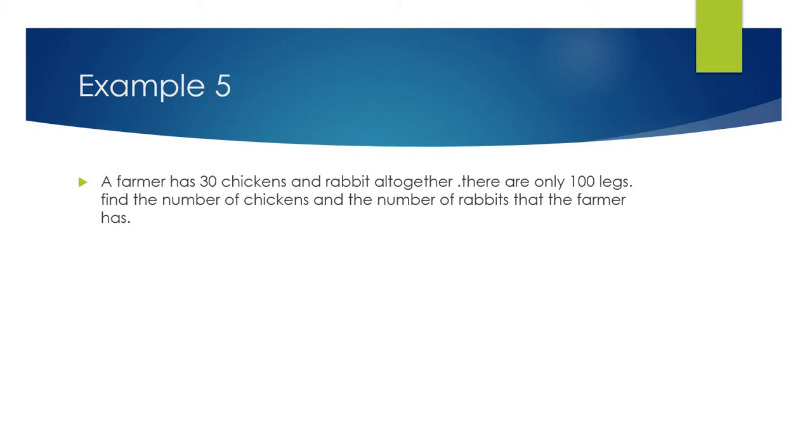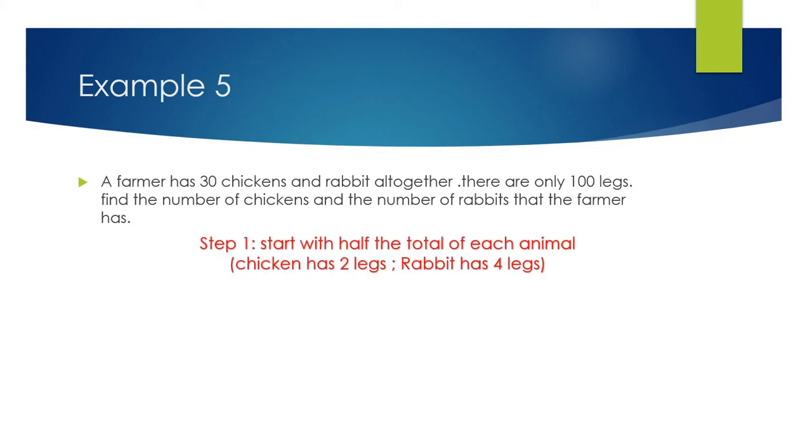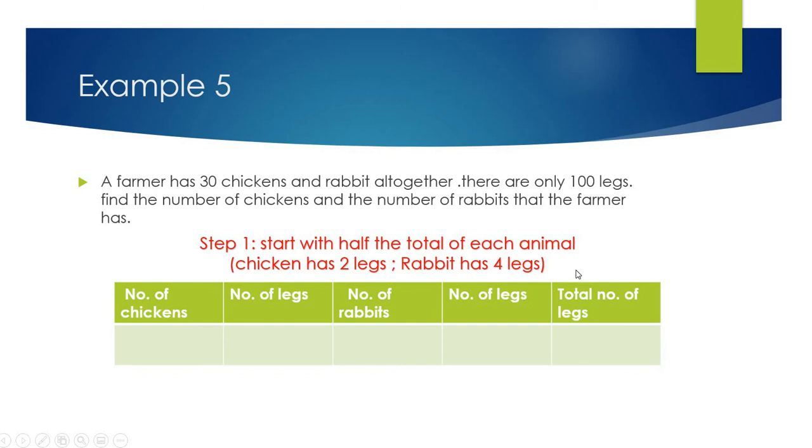Step 1 for this method. First, we start with half the total for each animal. We know that a chicken has 2 legs, a rabbit has 4 legs. So let's make our table. In this table we have the number of chickens, number of legs, number of rabbits, number of rabbit legs, and total number of legs.